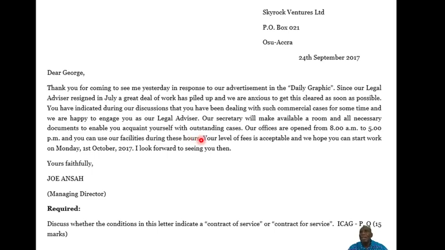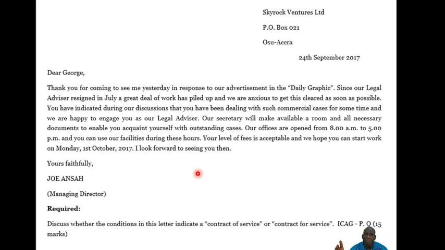because to get access to the cases, he must come between 8 to 5. And that does not necessarily mean I should come during those hours, because the letter says you can use our facilities during these hours. So the fact that the office space was made available, there was no compulsion on him to use those office spaces. Then number two, the fact that the office opens from 8 a.m.